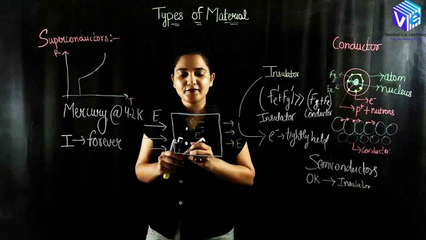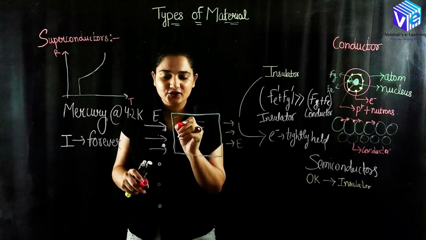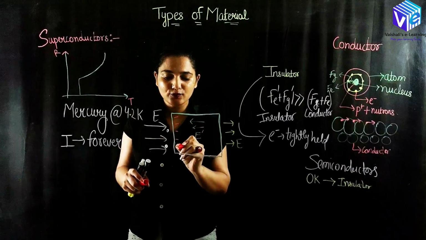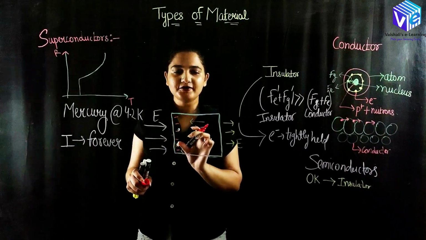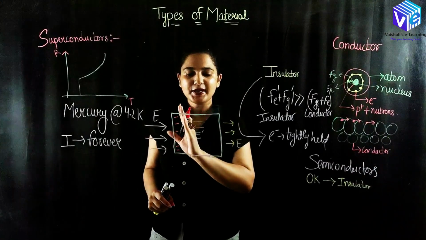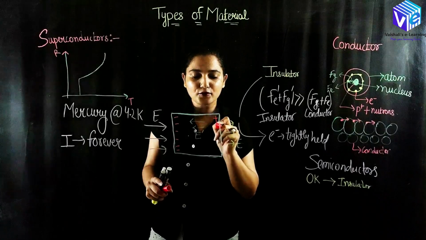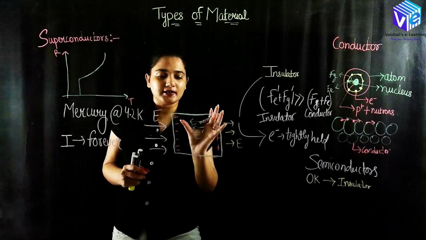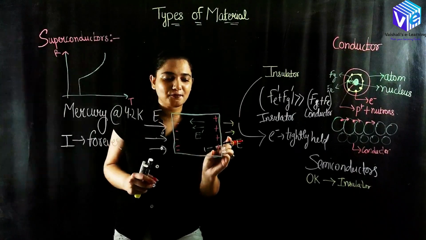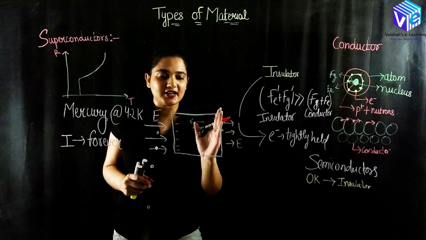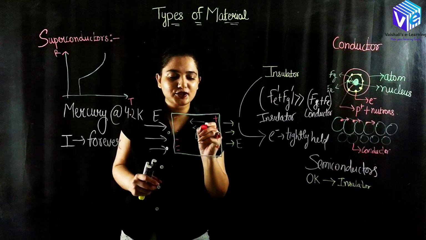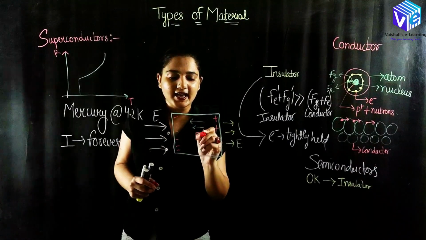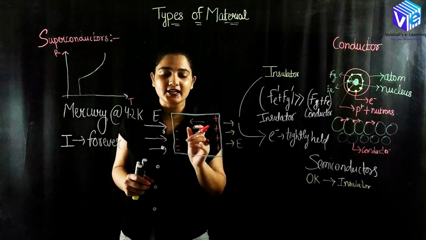Why? Because these electrons are coming and accumulating at this edge of the conductor. Now what is happening? All of the protons are moving in this direction and they are accumulating here. So now we have this positive charge and this negative charge. We have opposite charges, due to which we have E dash generated. So this is my E dash.